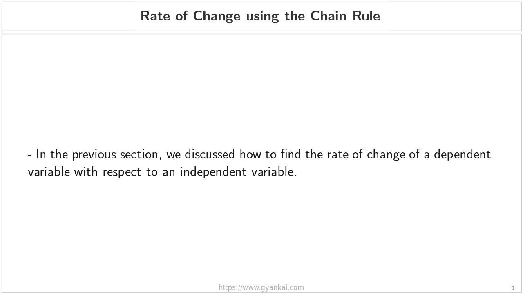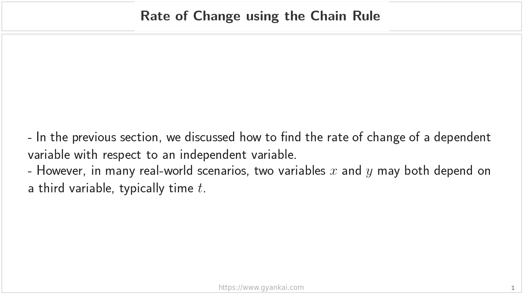To start, let's recall our previous section, where we discussed the fundamental process of finding the rate of change of a dependent variable with respect to an independent variable. However, in many real-world scenarios, the relationship is not that straightforward. We often encounter situations where two different variables, x and y, both depend on a third variable, which is typically time, represented by the letter t.